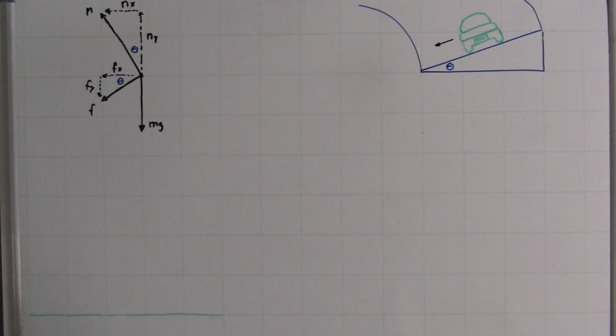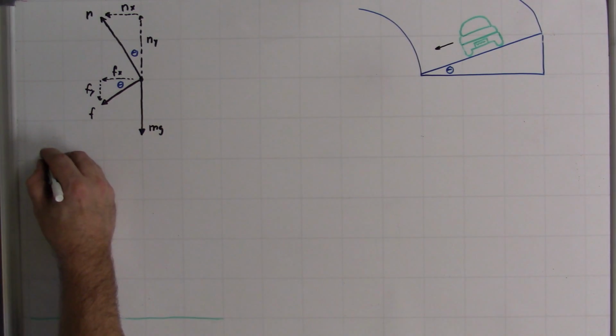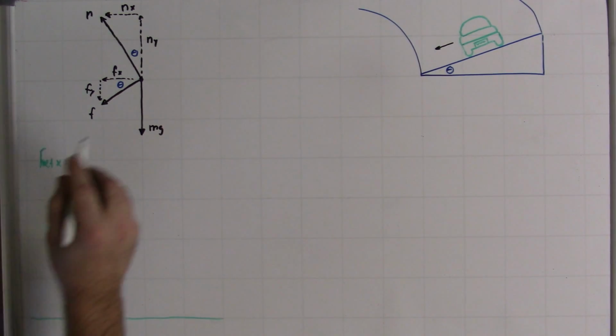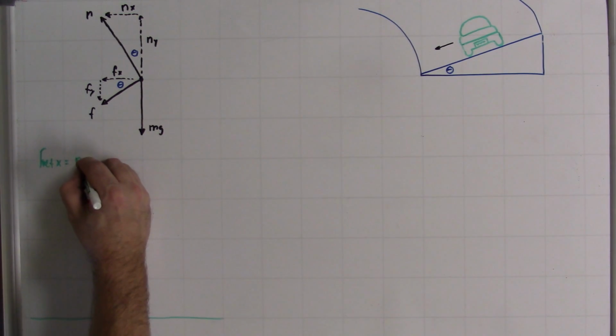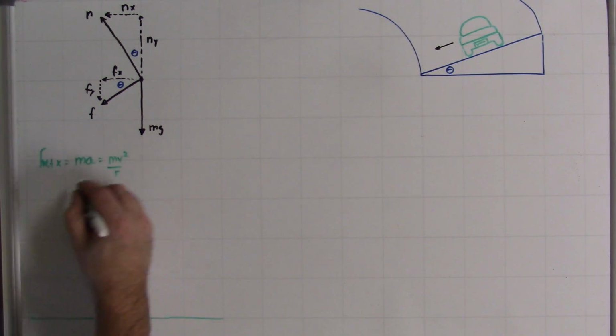And so we're going to have to do some Newton's second law statements to see if we can't simplify. So let's start with the x direction. The net force in the x direction. Well, what do we have in the x direction? We have the F in the x direction and the N in the x direction. So I know this is equal to mass times acceleration. Again, it's a circle, so it's mv squared over r.